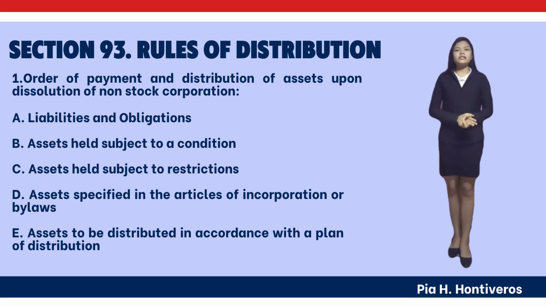Number 4, assets specified in the Articles of Incorporation or bylaws for distribution to members in line with their distributive rights. Number 5, assets to be distributed in accordance with a plan of distribution to such persons, societies, organizations, or corporations whether or not organized for profit.